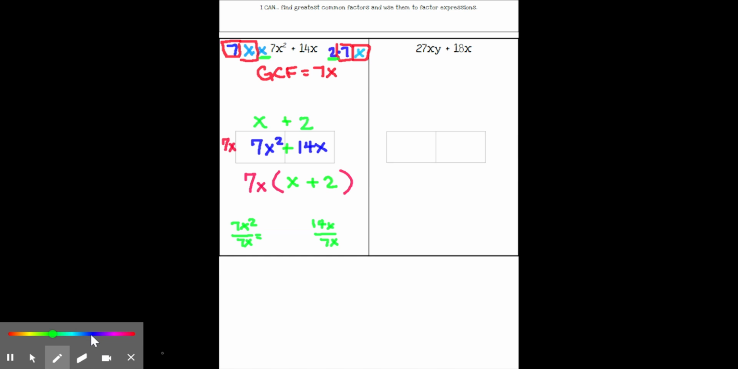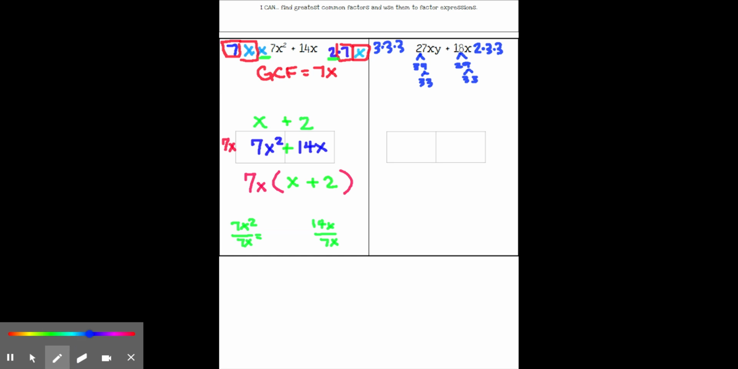Our last example, we're going to start again with factors. 27 is 3 times 9. And 9 is 3 times 3. So 27 is 3 times 3 times 3. 18 is 2 times 9, and 9 is 3 times 3. So 18 is 2 times 3 times 3.